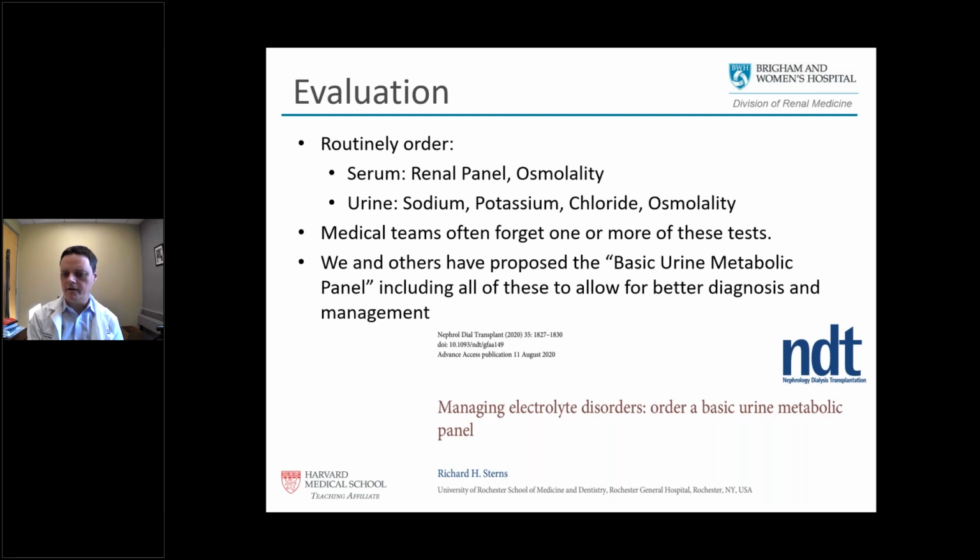Rick Stearns is a nephrologist who's at the University of Rochester and has been pushing this idea for the last number of years, which I think is a great idea, to order a basic urine metabolic panel, which brings all these together, the sodium, potassium, chloride, and osmolality, so that the teams don't have to think about it. And we'll have those numbers every time we actually want to see what's going on with the patients. And so we've recently proposed this here for our lab, and it's going through the approval process at the moment. We're hoping we will have it here at the Brigham within the next year or so.